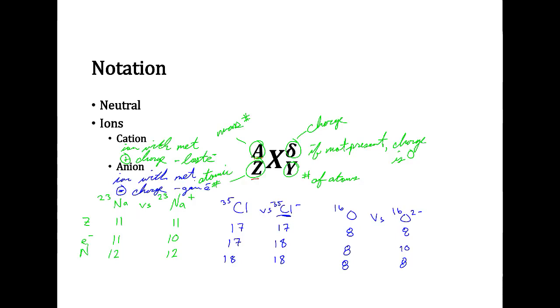One of the easy ways to remember that a cation is positive, if you start to consider how cation is spelled, you can actually see that there's a positive charge right there.